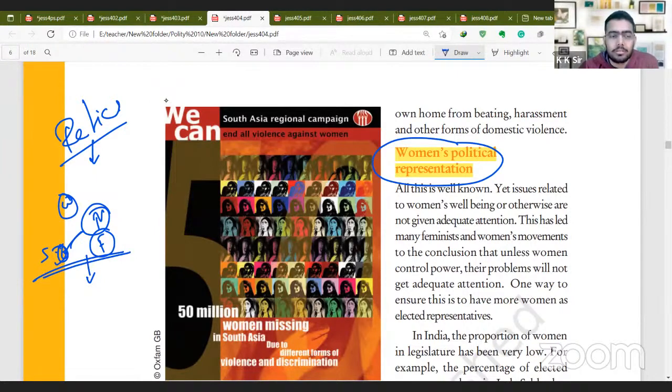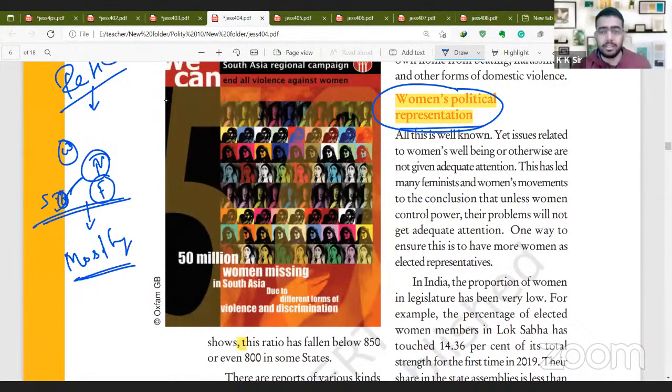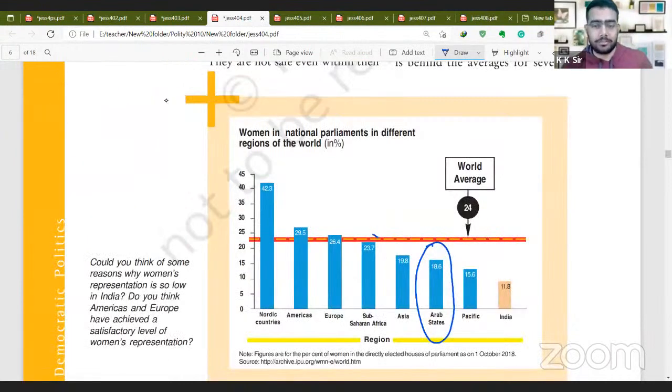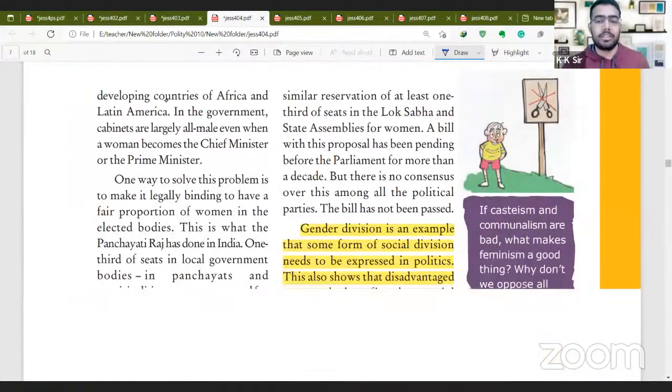Mostly positive, right? Women will get their rights because women are very poorly represented in Indian parliament. We are even worse than Saudi Arabia. सब अफ्रीकन कंट्रीज, अरब स्टेट्स भी हमारे से ज्यादा आगे हैं in the number of women in their national parliament. It's the same for us.